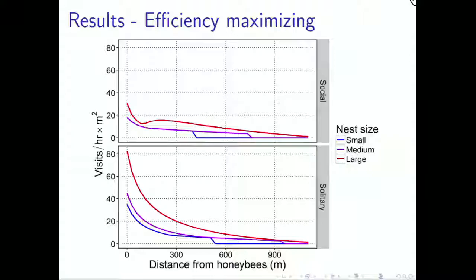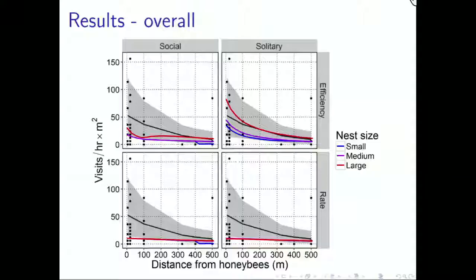Now, you're probably wondering how this matches up to our actual data. Well, here it is. What we actually found out in the field was this black line, and the confidence intervals are represented by the gray area.